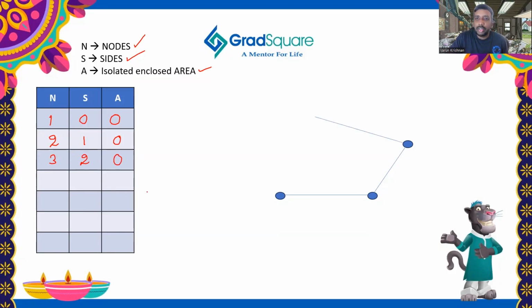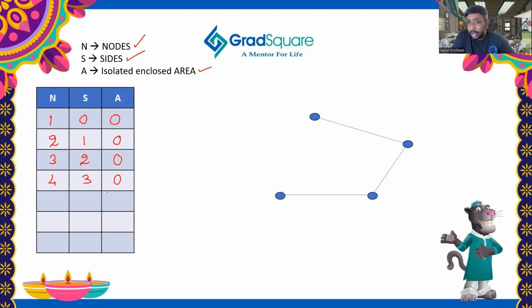So if you see, what is happening is that as I keep on adding more and more sides, if I add one more side, I will get one more node, and still 0 areas. What this actually shows us is that as I keep on adding one more side, the number of nodes, of course, is going to increase by 1.